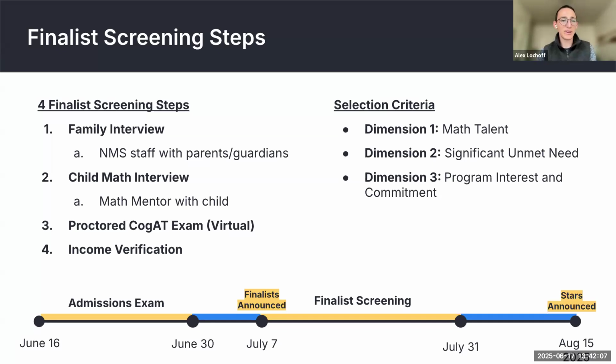Okay, we've got some more questions coming in. Are we selecting a specific number of students per state? No, we don't have a formal quota that we want per state. However, we do hope to see robust representation across the 7 states that we're currently serving.